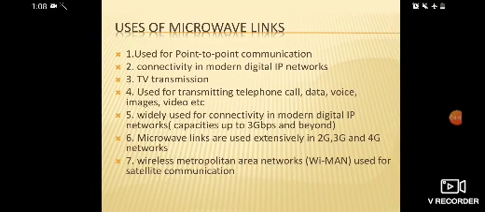And the seventh one is metropolitan area networks. In internetworking, networks are classified into three parts: local area network, metropolitan area network, and wide area network. Based on the area covered by the network, we classify them as LAN, MAN and WAN.